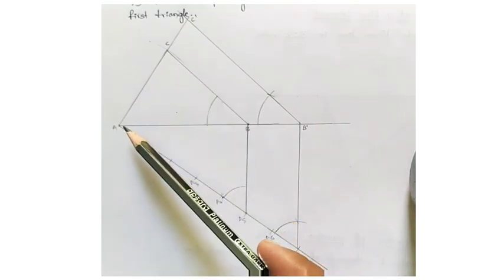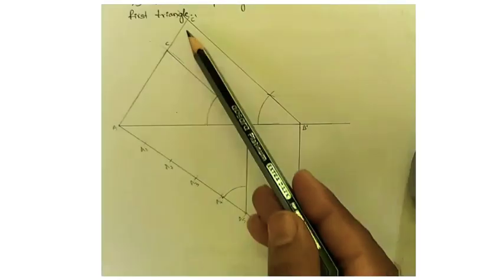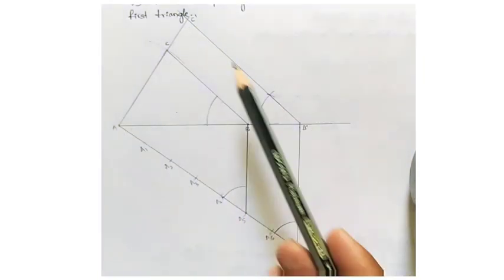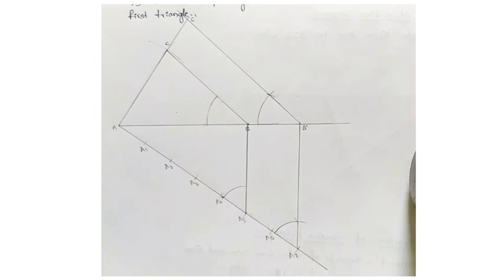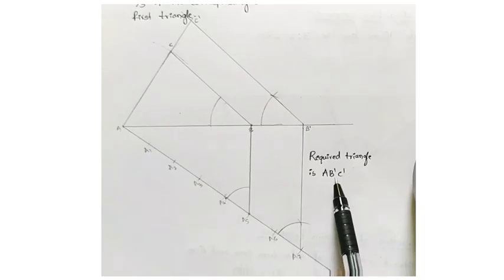So our required triangle is A, B dash, C dash. So it is our required triangle. So here you have to write, required triangle is A, B dash, C dash.